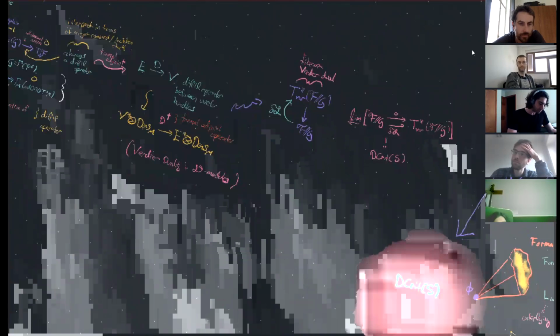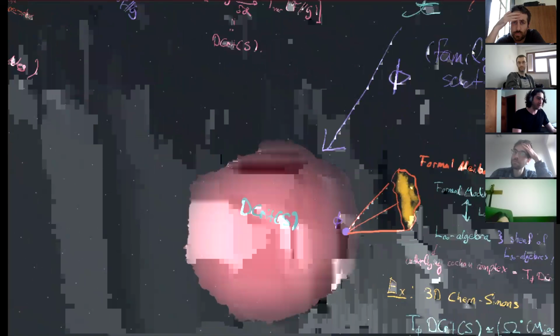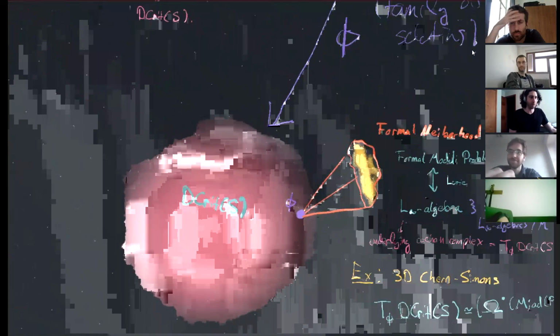Okay. All right, because I want to say what actually happens here. So here's what's going on geometrically. You have the derived critical locus.